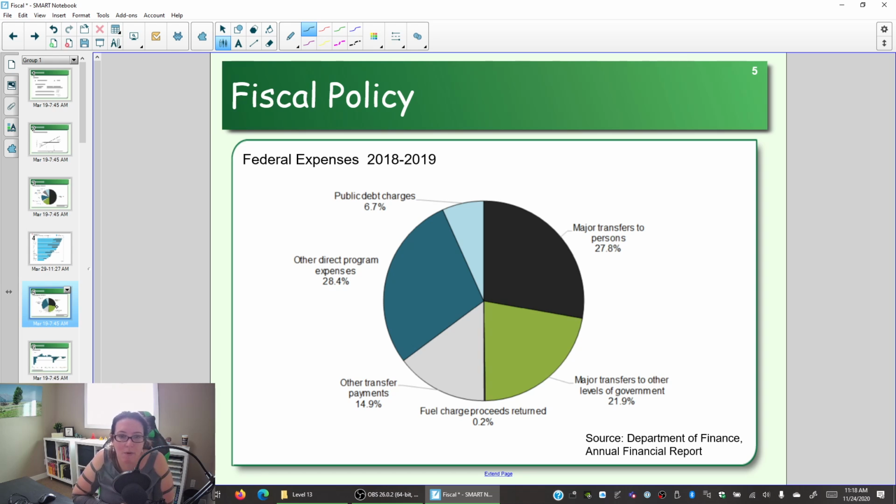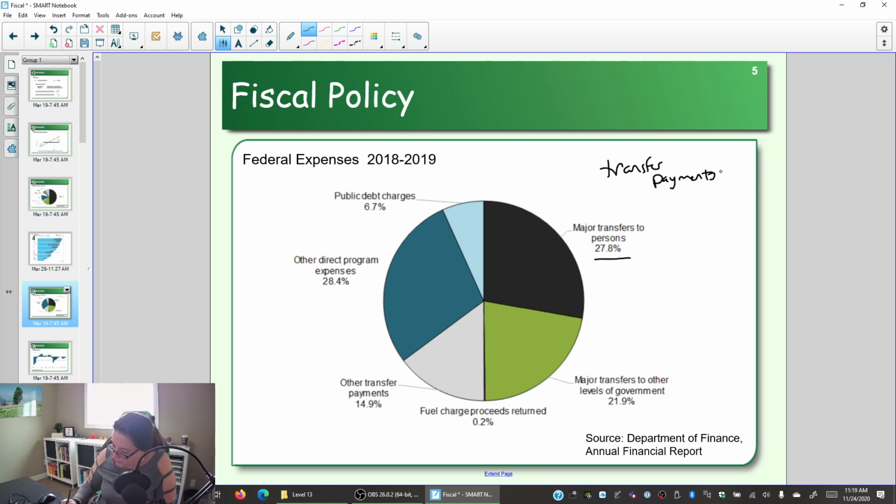So what does the government spend the money we pay on? Well, you can see here at 27.8%, it says major transfers to persons. This is transfer payments. Since the 1970s, we've had quite a number of transfer payments in terms of welfare programs. This would be things like employment insurance, AISH, subsidies to individuals, and so you can see the large portion of our federal expenses is in form of transfer payments, the government paying you.